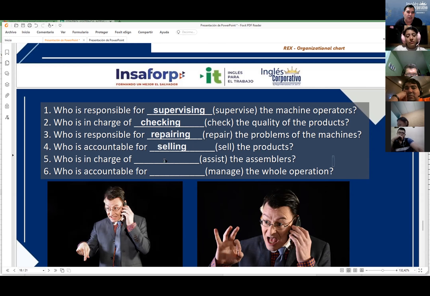Okay, five. Who is in charge of? Assisting the assembly. Teacher, assisting es estar presente. Llegar, estar presente. No. Assist, auxiliar, ayudar, dar ayuda. Assistance es auxilio, ayuda. Assist es asistir, ayudar, ser ayudante, ser asistente. Okay, assist. Okay. Who is accountable for? Managing the whole operation. Excellent.